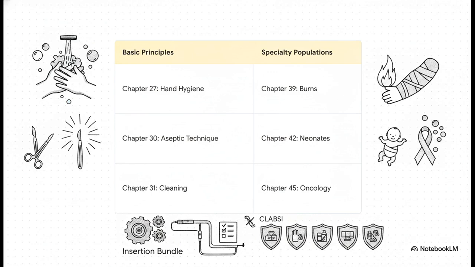But to really grasp how rigorous these micro-level protocols are, we need to apply them to a specific high-stakes scenario. Let's look at Chapter 35, which deals with vascular access device-associated infections. Specifically, we're focusing on something called a CLA-BSI, a central line-associated bloodstream infection. Preventing a CLA-BSI relies entirely on a strict, step-by-step checklist known as a bundle. So let's break down the insertion bundle first.